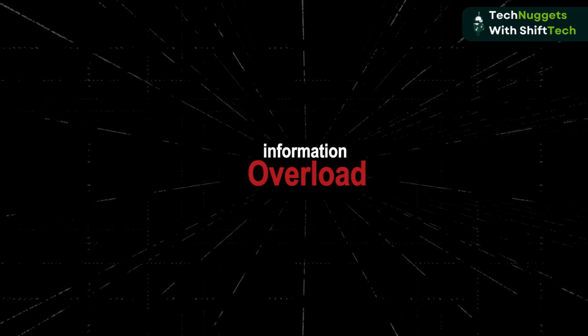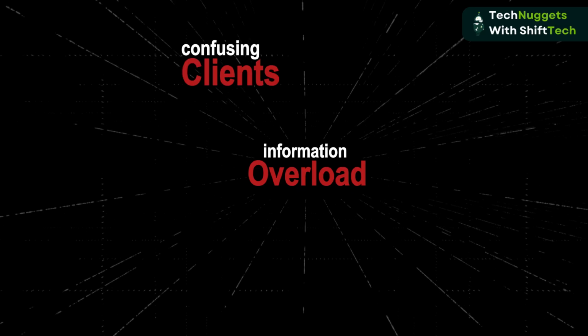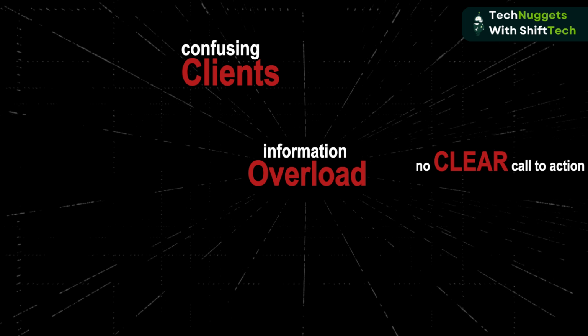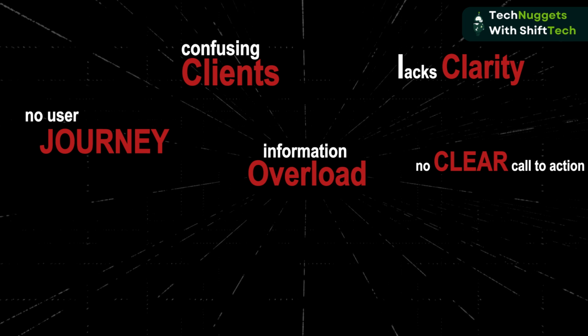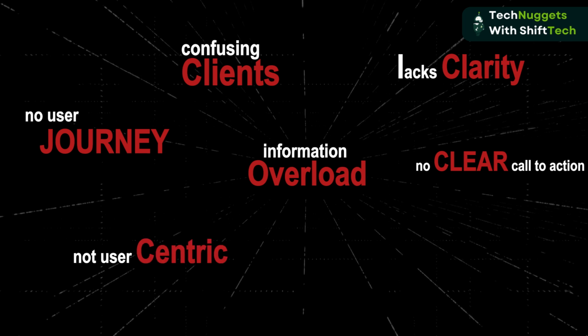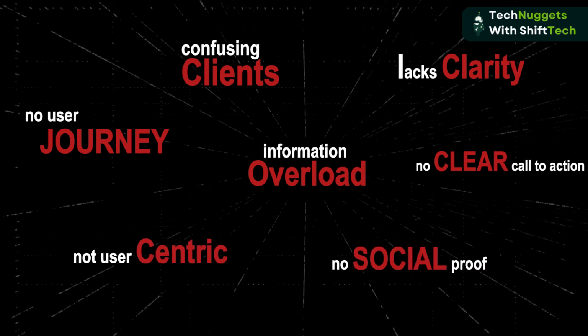So most websites have information overload, they are confusing clients, there's no clear call to action, the website lacks clarity, there's no user journey, it's not even user centric, there's also no social proof where people can actually see that other people were making use of this business or these services. So we have identified this. Now how do we address it, right?